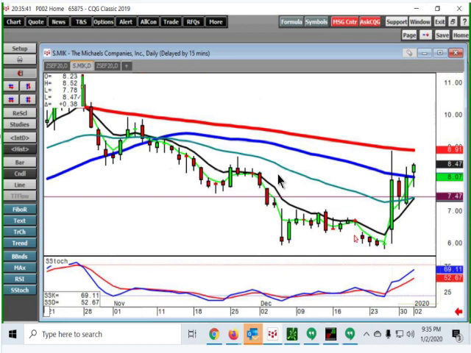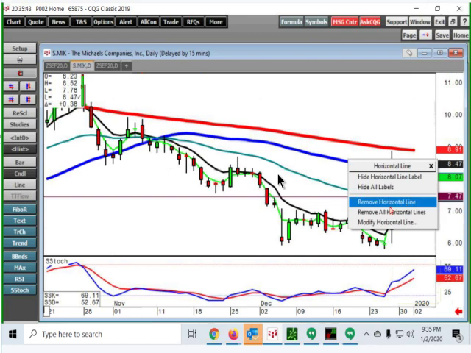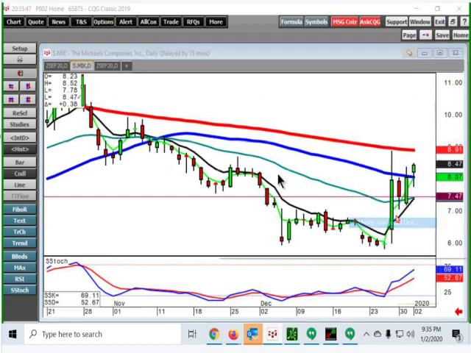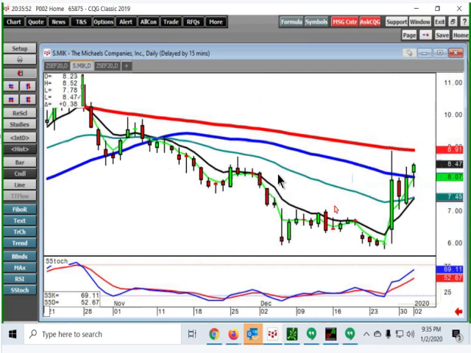Now, a lot of people say, well, I'd like to see volume increase as the price increases. Volume and price have absolutely nothing to do with each other. If there's some good news on a stock and nobody's willing to sell it, it's going to go up on lower volume.